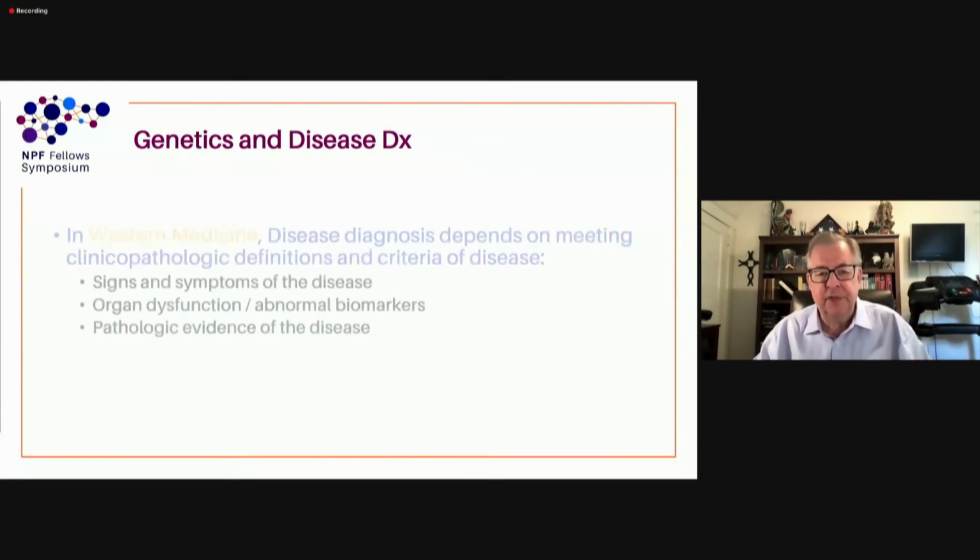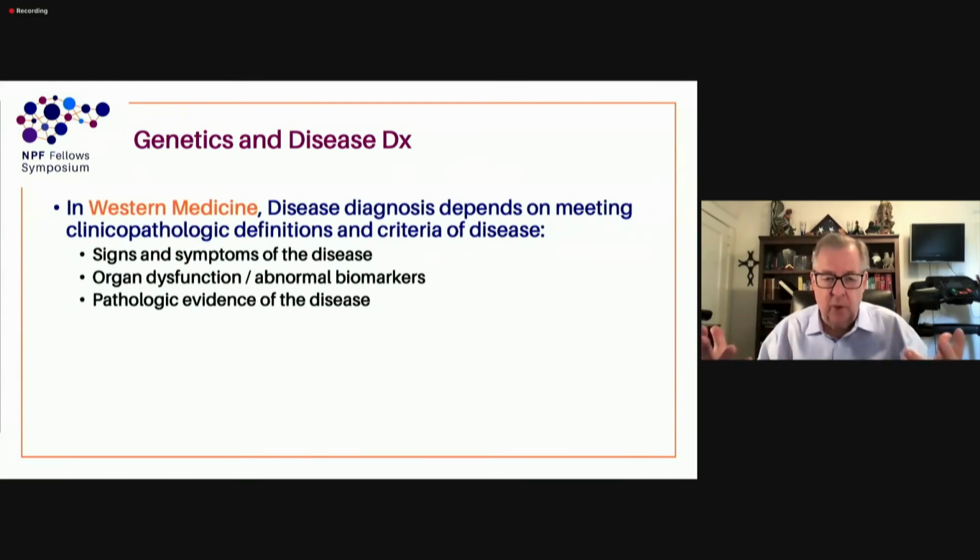So this is an example. In Western medicine, the disease diagnosis depends on the clinical pathologic definition and criteria. So you have to have signs and symptoms of the disease, organ dysfunction, an abnormal biomarker, and pathologic evidence of disease.